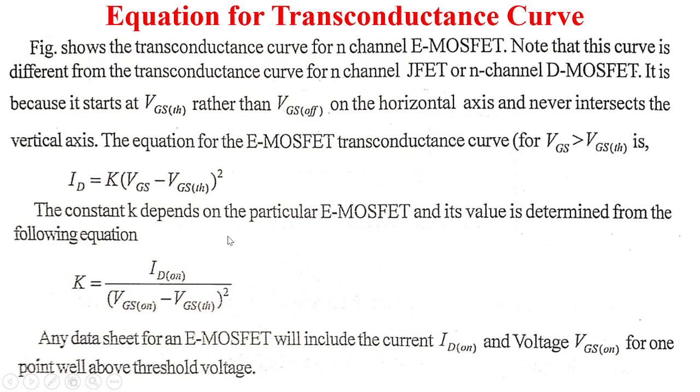The constant K depends on the particular E MOSFET and its value is determined from the following equation: K equals ID on upon (VGS on minus VGS threshold) squared. Any data sheet for an E MOSFET will include the current ID on and voltage VGS on for one point well above the threshold voltage.